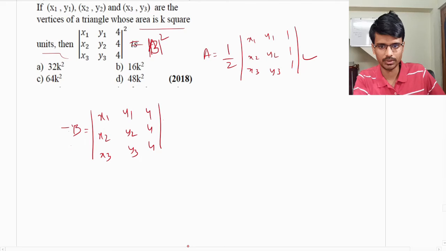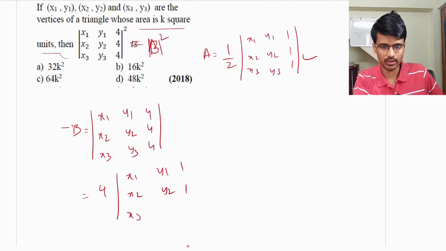This is our B. So for B, I'll take 4 common. I'll get the determinant with rows x1, y1, 1; x2, y2, 1; x3, y3, 1. Okay, now I will multiply and divide by 2.